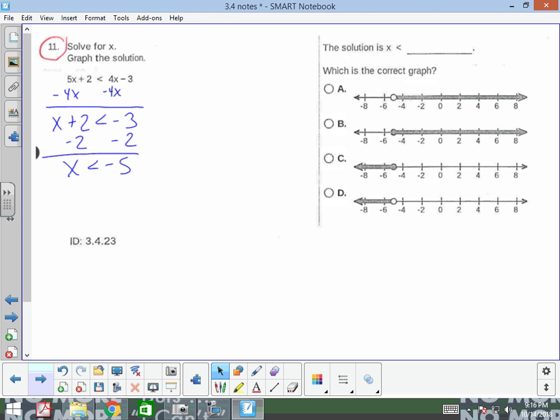So right here, we're going to type -5 and then pick the correct graph. We want the graph that's shaded to the left, but there's a hole where the -5 is. So that's going to be D.